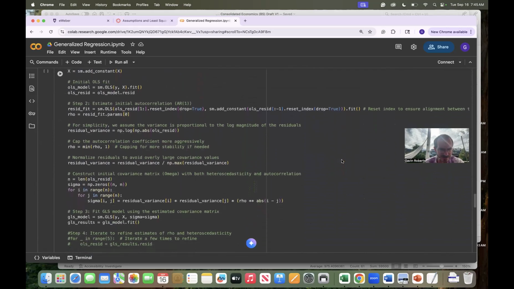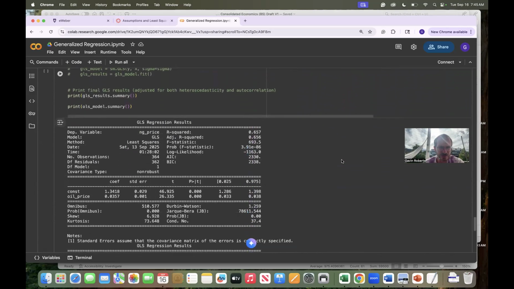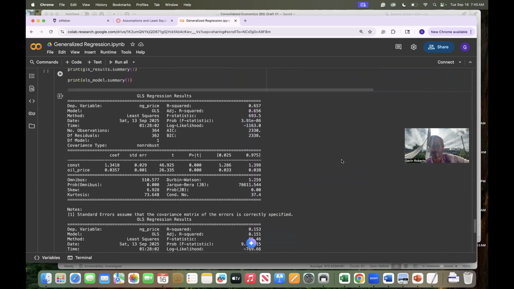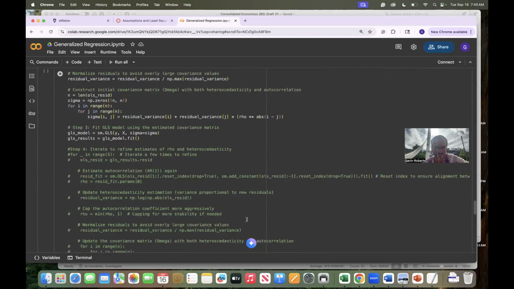And then we essentially just apply our GLS and OLS estimates down here. And you can follow this. You can look at this code to see how we do that.